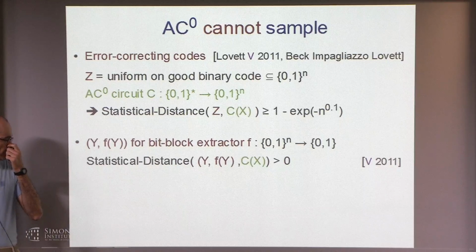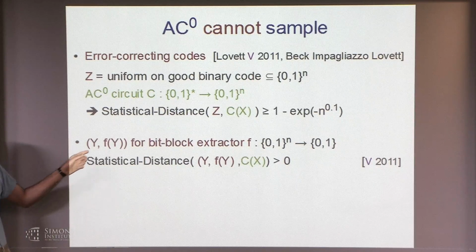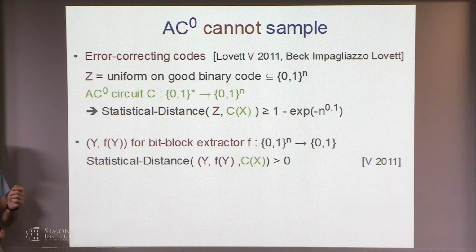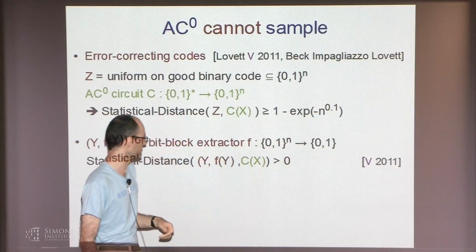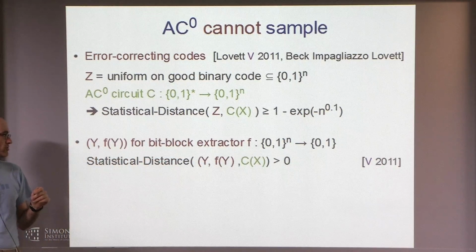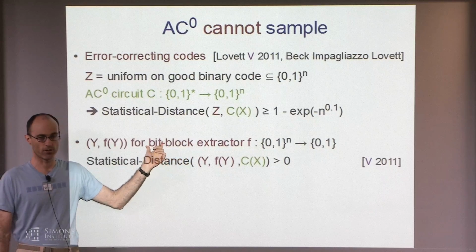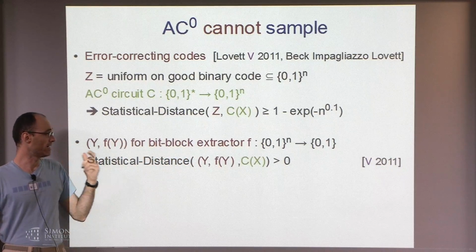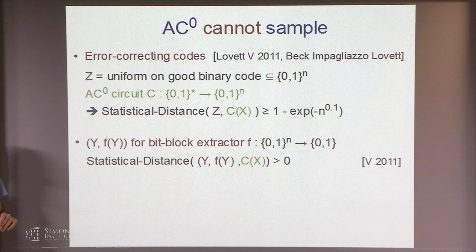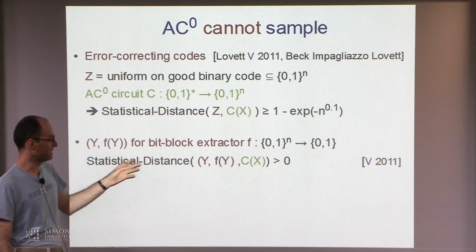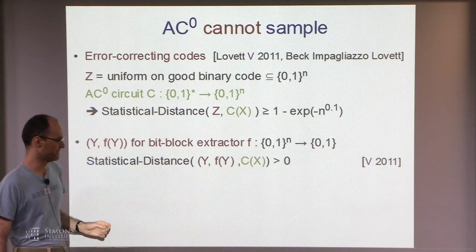Later it became possible to get lower bounds even for input-output pairs. It was shown that if f is a Boolean function which is a bit-block extractor, an extractor for a type of source which I'll call a bit block, which I'll show in a second, something we know how to construct, it's not too important now, then S0 cannot sample input-output pairs of this function. The statistical distance is bigger than 0.